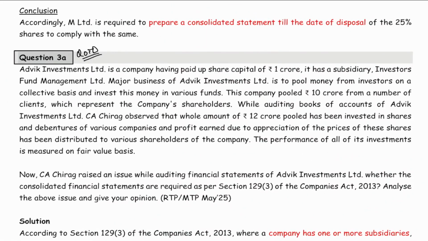Question number 3 says Advik Investment is a company having a paid up capital of 1 crore and it has a subsidiary, Investor Fund Management Limited. Major business of Advik Investment is to pool money from the investors and invest this money in various funds. The company has pooled 10 crore from a number of clients which represent the company shareholders. While auditing the books, you observe that the whole amount of 12 crore, I think it should be 10 crore only, has been invested in the shares and debentures of various companies and profit is earned through appreciation of these shares and distributed to the shareholders of the company. Performance is measured on a fair value basis.